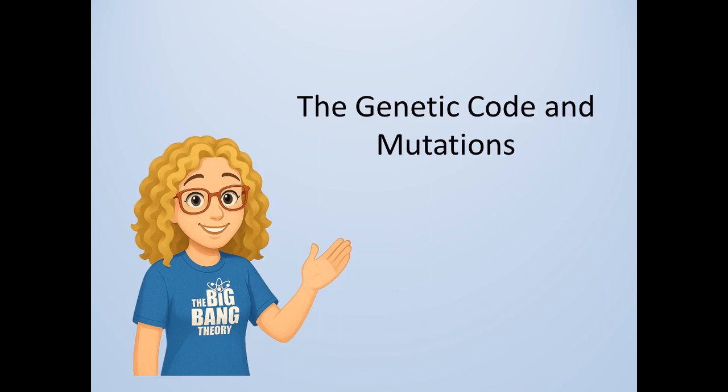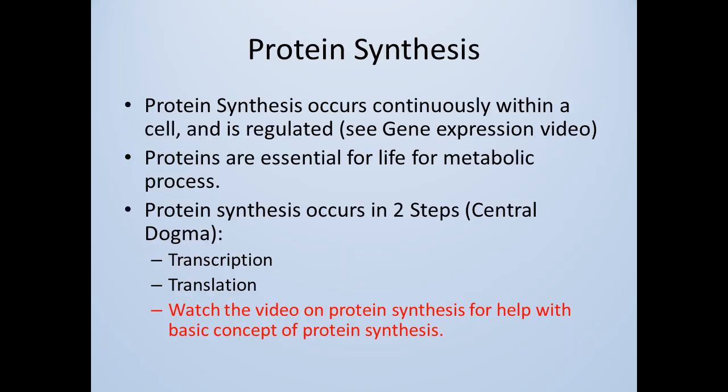In this video, we're going to discuss the genetic code and the effects of mutations. We're going to begin with a very brief review of the transfer of genetic information or protein synthesis. Remember, proteins are synthesized continuously within a cell as proteins are needed for growth, reproduction, metabolic processes, and more. Protein synthesis occurs in two steps.